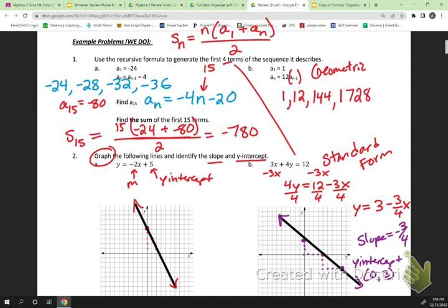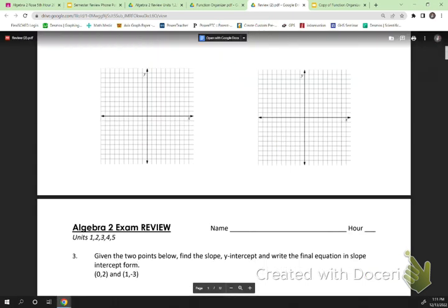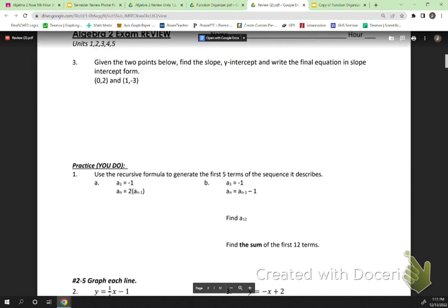Flip your page. We're going to do 3 together. Given 2 points below, find the slope, y-intercept, and write the final equation in slope-intercept form. Y equals mx plus b. That's our final thing. Do you notice anything about the points? It gives you the y-intercept. When x is 0, this is the y-intercept. So I don't have to do any solving for b. I just have to solve for slope now.